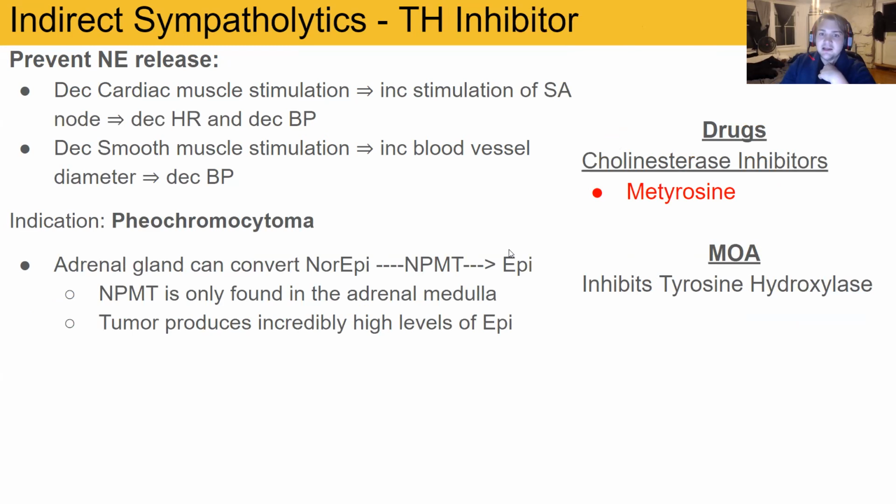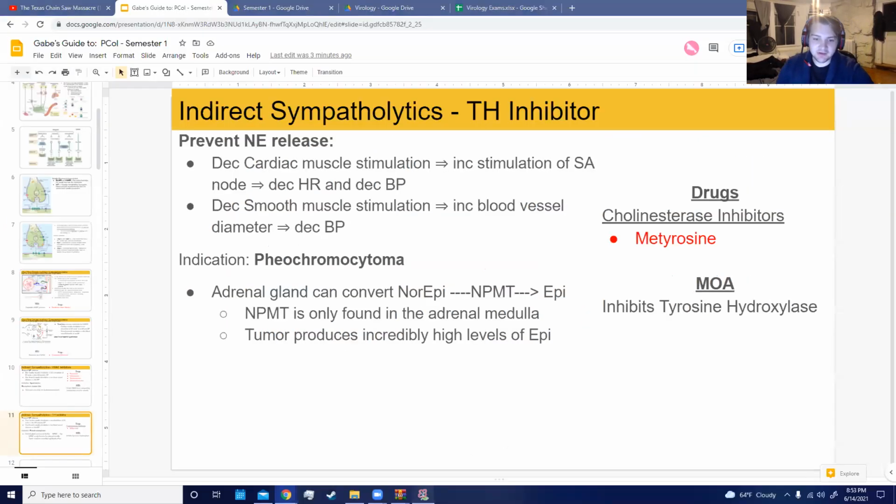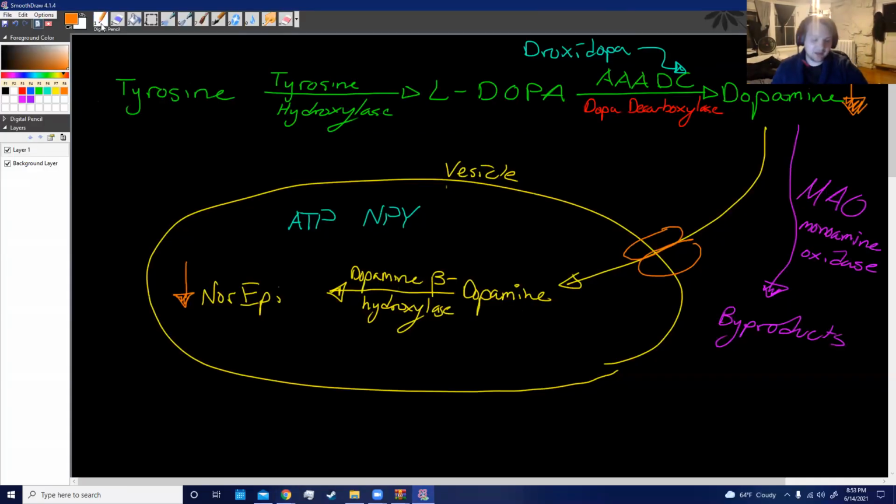Another sympatholytic to keep in mind is metyrosine. Now, if we look at the name of the drug, you'll see that it has tyrosine in the name, which should tell you that it's almost directly related to tyrosine. And the difference is that it just has a simple methyl group coming off the side of it. And what metyrosine does is that it acts as a substrate for tyrosine hydroxylase.